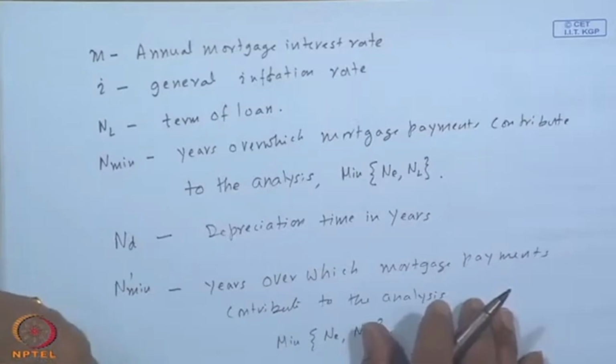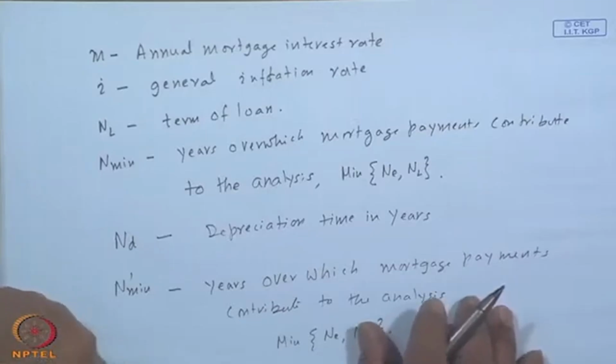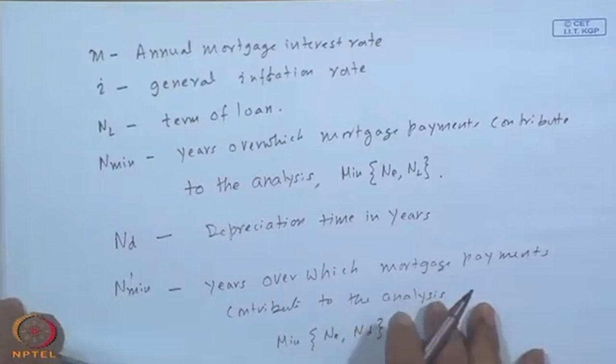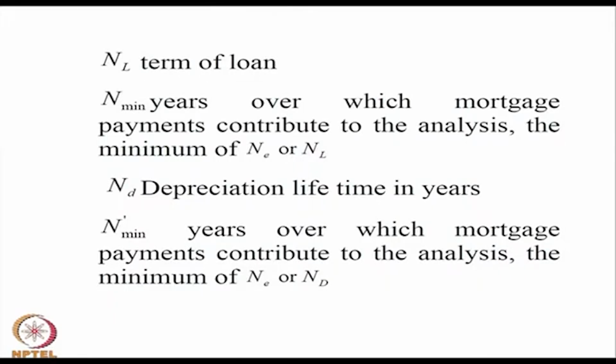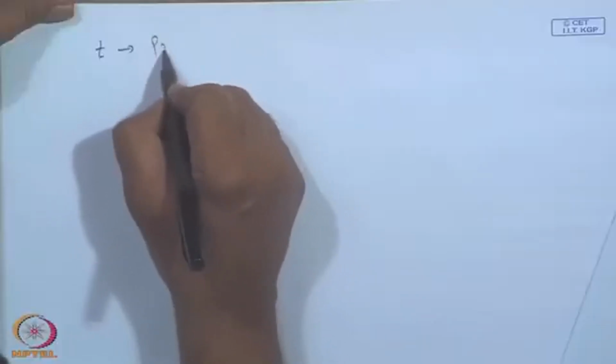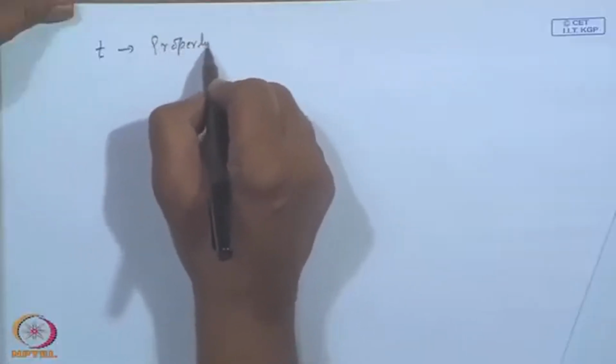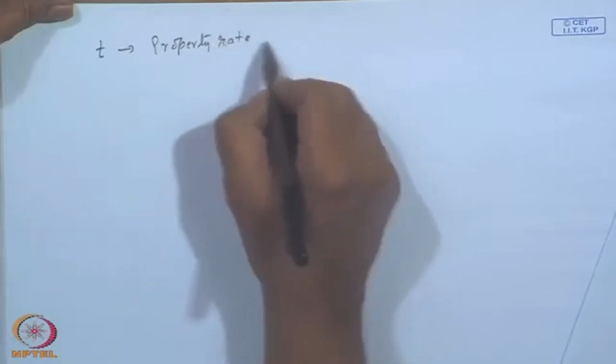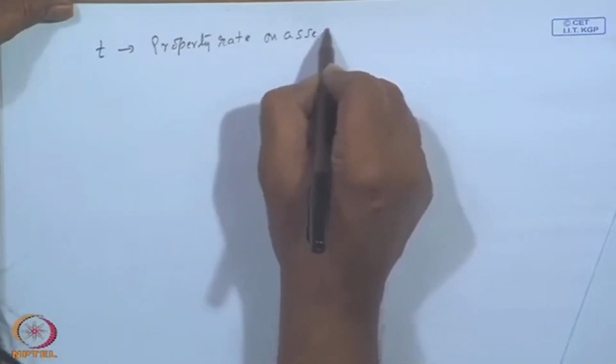In one expression we use the minimum of NE or NL, and in the other expression minimum of NE or ND. Okay. Either depreciation or the economic term, depreciation or the term of flow. Okay. They all in principle can be different. So, if NE turns out to be the minimum, N minimum will be equal to N minimum dashed. T is the property rate on assessed value.